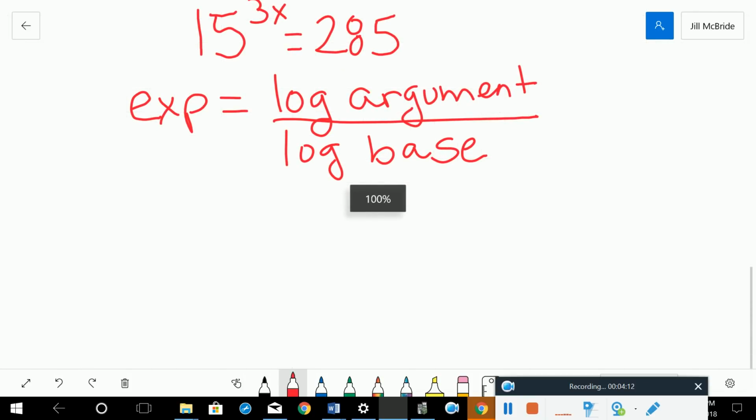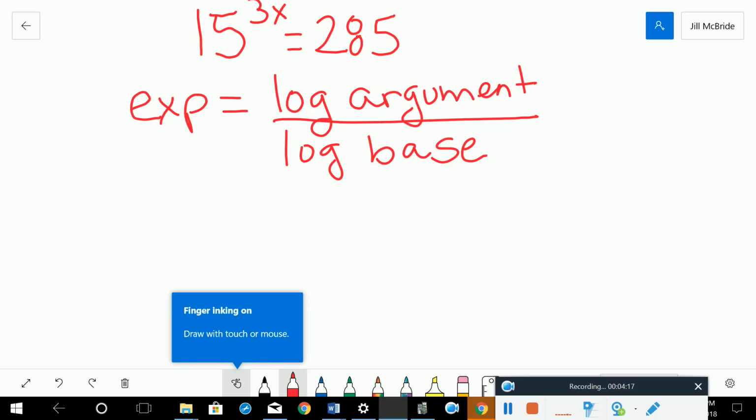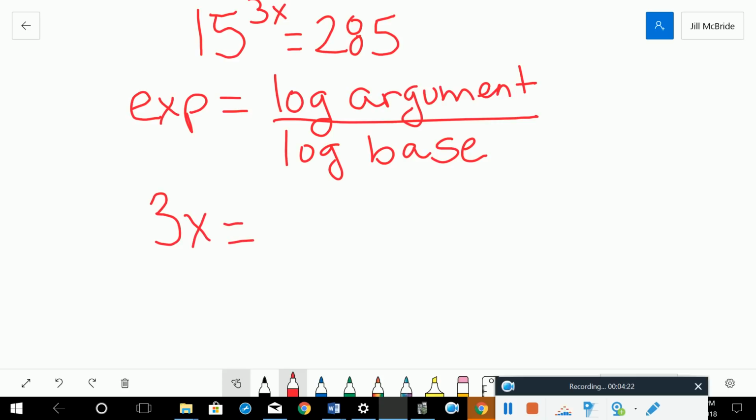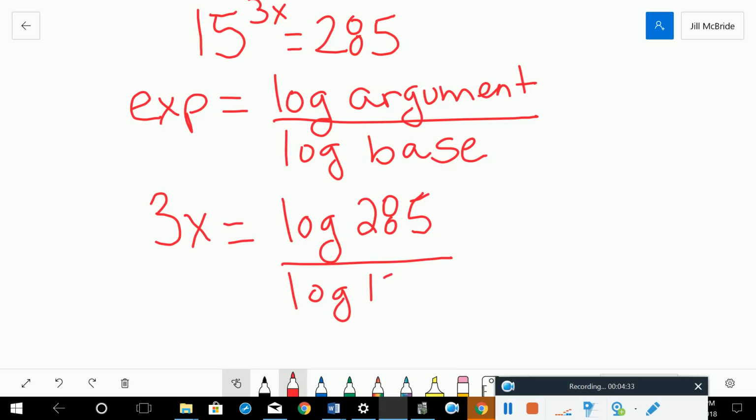So remember now, this is just in a different form than when it's in the logarithmic form, but our argument and our base don't change. So our exponent is 3x. That's going to be equal to the log of 285, that's the argument, over the log of 15. Now, a lot of people want to cancel the 285 and the 15, but please don't do that. Once they're the argument of the logarithm, that number is not 285. It's the log of 285, which is a completely different number.